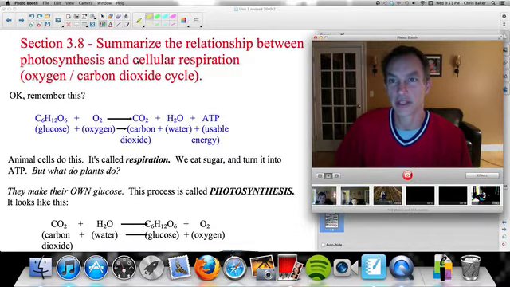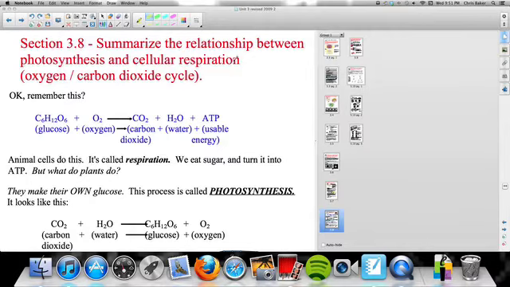You've already looked into cell respiration. Cell respiration is what we looked at just yesterday, and it's what I just went over for the first couple minutes of the period today. Cell respiration is important to us as animals, but it's actually also important to plants too. We're going to look at the relationship between that and photosynthesis.